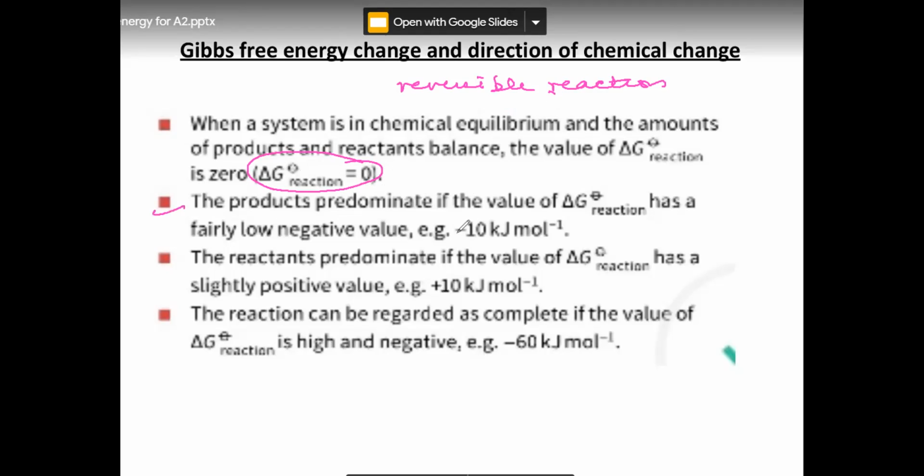Then if the Gibbs free energy for a reversible reaction comes out negative, it means the equilibrium is shifted to the right hand side, so predominantly more products are formed. That is why you have a negative value there. If it is a positive value, that means the equilibrium is shifted towards the left hand side, meaning predominantly you have more reactants. That is the reason the Gibbs free energy is a positive value.